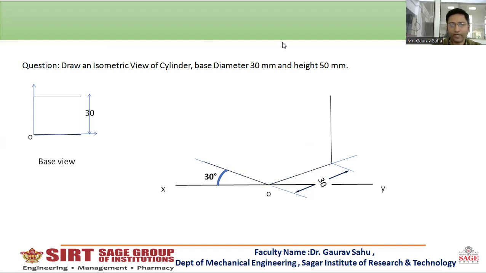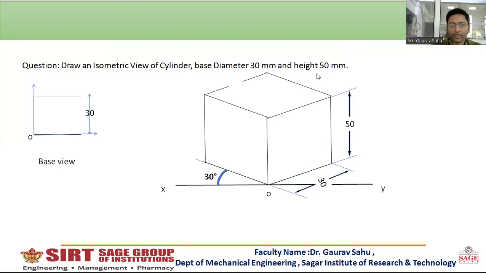Now I will be drawing the vertical sides of cuboid, 50 mm, because the height is given 50 mm. Whatsoever be the height of cylinder, the same height will be drawn for the cuboid. Okay, now we have drawn the verticals. We will draw the top base, the top of this cuboid, parallel to this line, parallel to this line, parallel to this line, and parallel to this line.